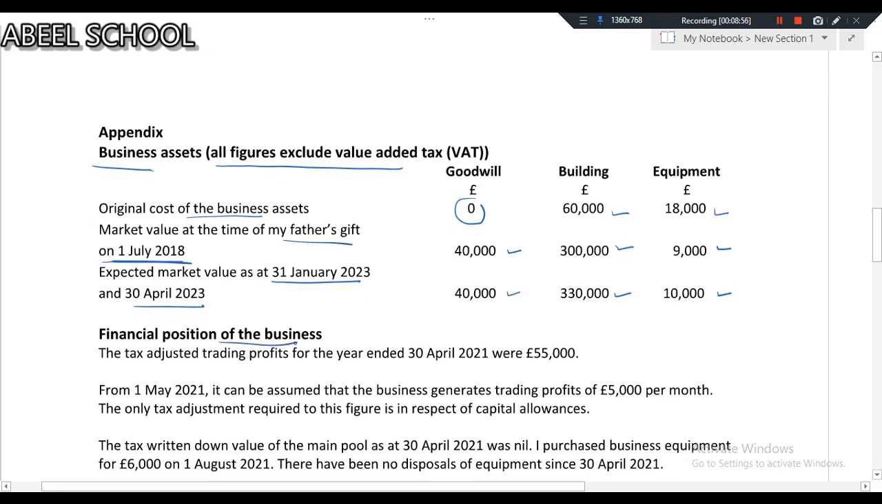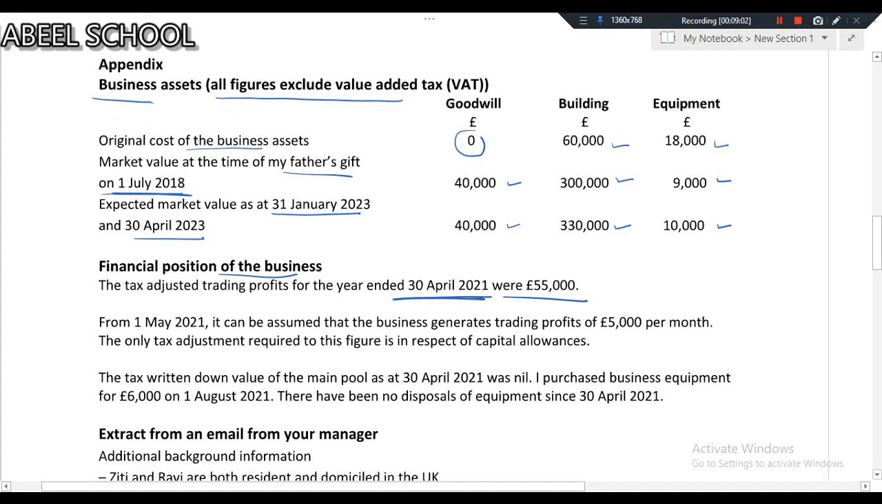Financial position of the business. The tax adjusted trading profit for the year ended 30th April 2021 was 55,000. Okay. From 1st May 2021, it can be assumed that the business generates trading profit of 5,000 per month. The only tax adjustment required to this figure is in respect of capital allowances. We just need to perform the capital allowance adjustment. Apart from capital allowances, everything is already done in this 5,000.